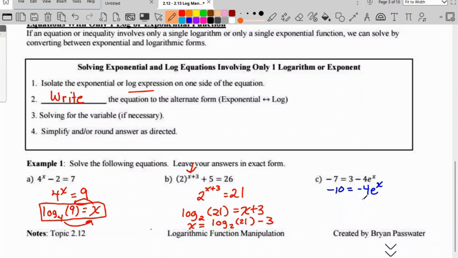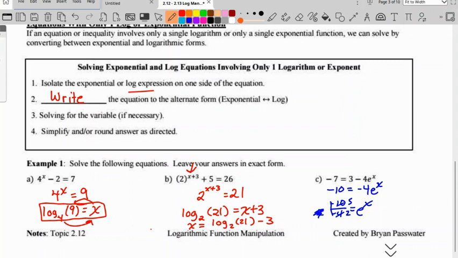We'll divide by negative 4 because we want to get rid of the 4 as well. So that's going to give me negative 10 over negative 4 equals e to the x. Those negatives cancel. That simplifies down to 5/2. So that gives me e to the x equals 5/2. And now that we isolated the exponential expression, we're ready to rewrite it in logarithmic form.